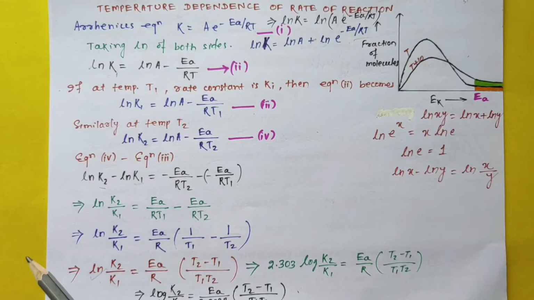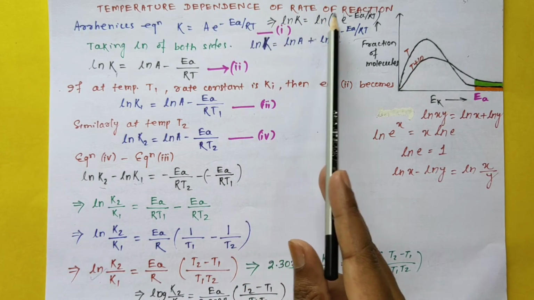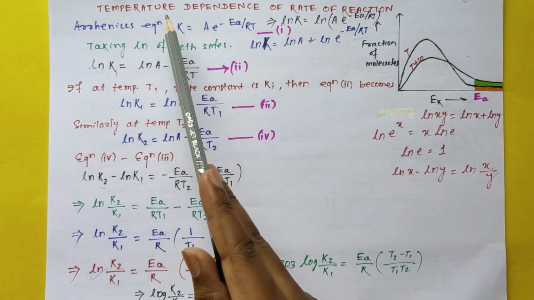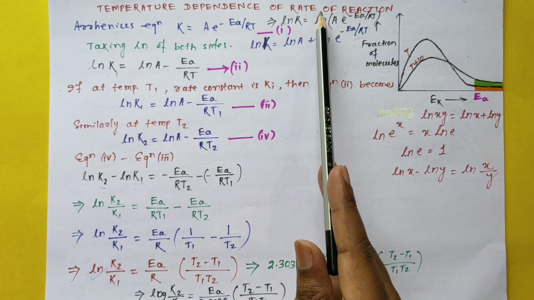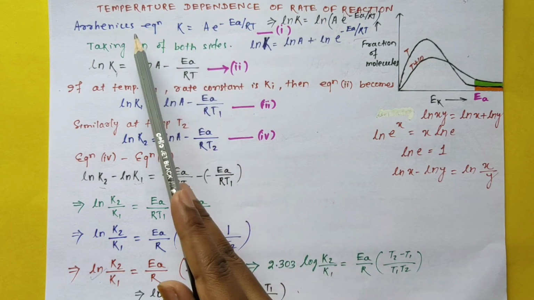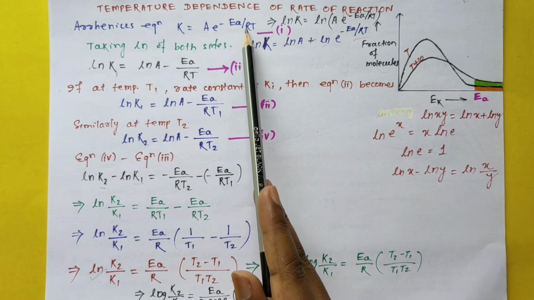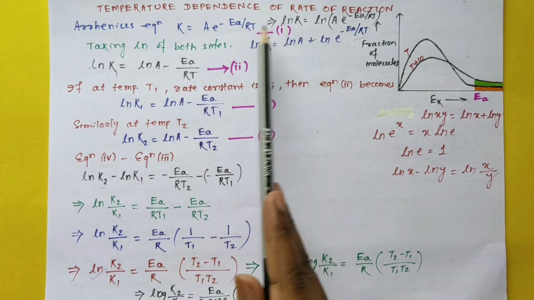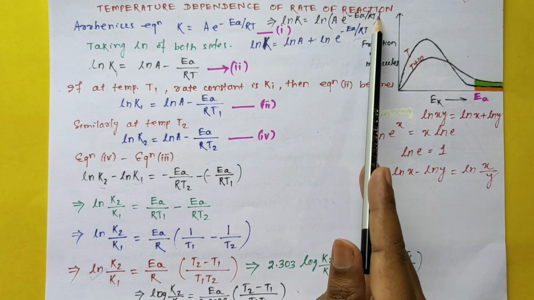Okay. So right now we'll discuss the temperature dependence of rate of reaction. What is the meaning of this statement? That means if we change temperature, how will the rate of reaction vary? So let's see. We know the Arrhenius equation was k = A e^(-Ea/RT). Taking ln of both sides, we get ln k = ln of A into e^(-Ea/RT).